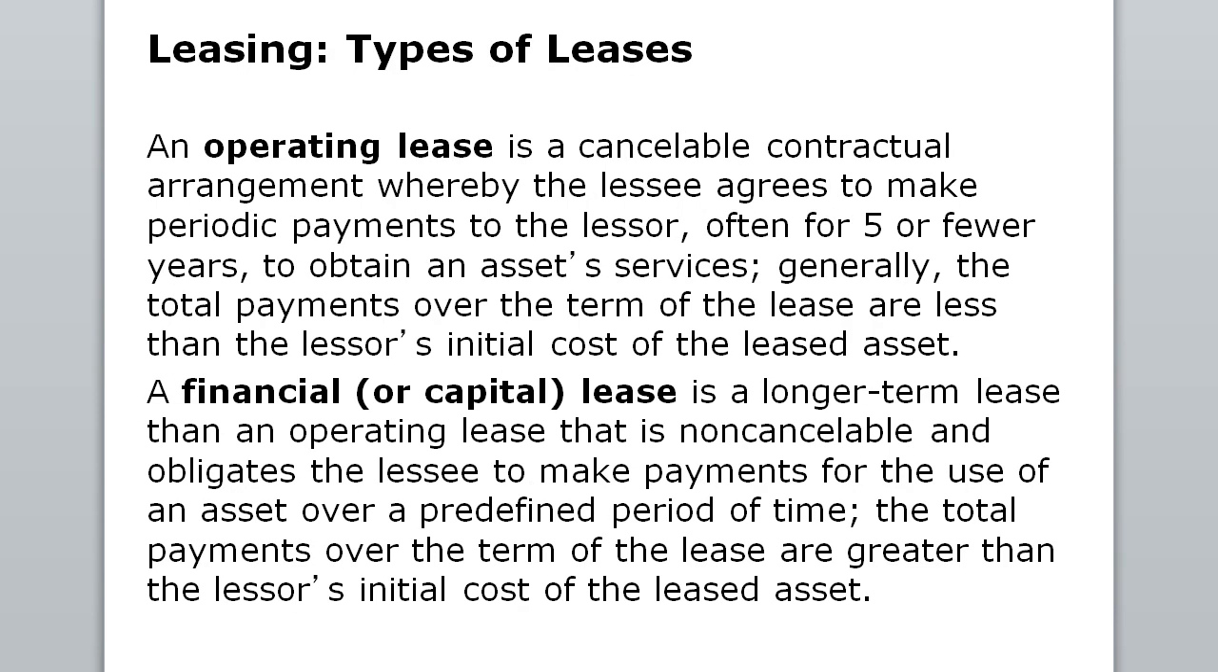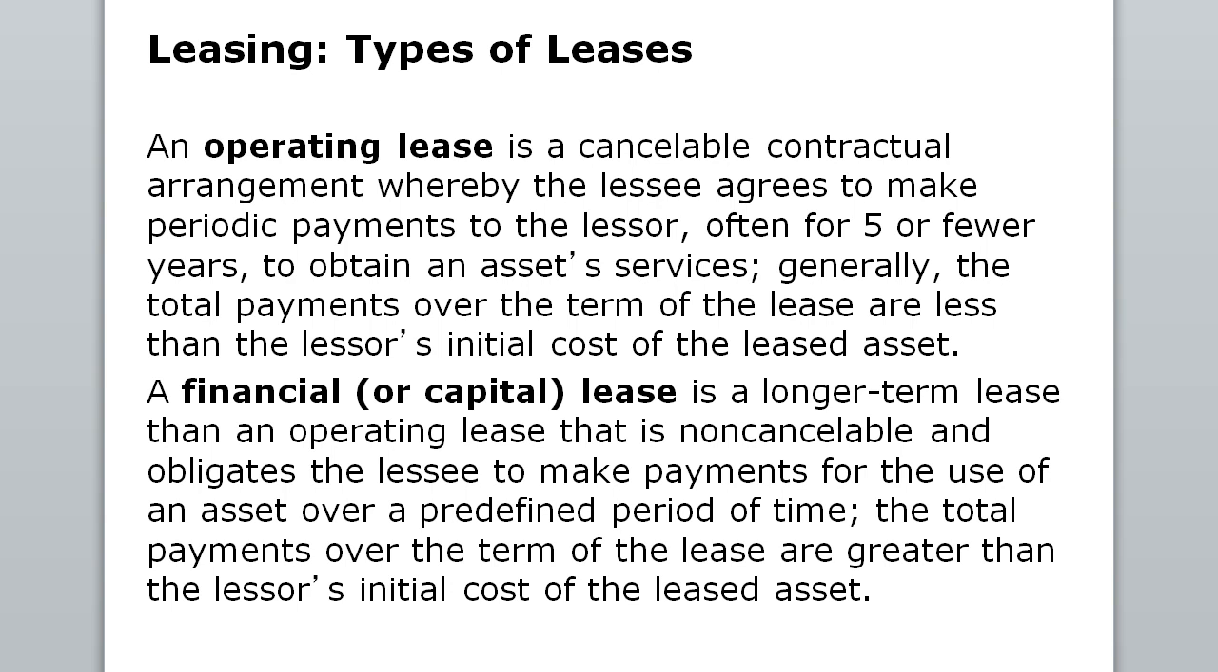So there are two different types of classifications for leases. There are operating leases and financial, sometimes known as capital leases. So an operating lease is a lease that can be canceled. The lessee agrees to make periodic payments to the lessor, often for 5 or fewer years, to obtain the services of the asset. Generally, the total payments over the term of the lease are less than the initial cost of the leased asset. And that would be why they would want a lease, because you want to pay less than the cost of the total asset.